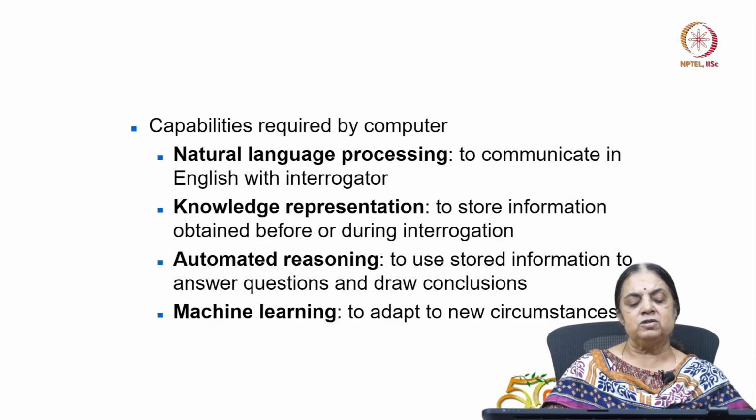The third one is what is called automated reasoning. So when the interrogator asks a question, it should be able to reason using the knowledge it has stored, and it should be able to draw conclusions, answer questions, etc. And the fourth one is machine learning, where it needs to adapt to new circumstances. So these are some of the capabilities required by a computer if it needs to pass what is called the Turing test.